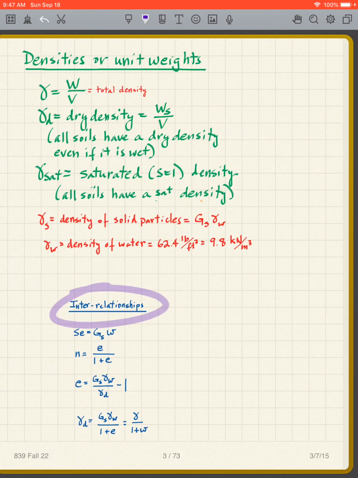There are some interrelationships that can be used to solve problems. S times E is equal to G sub S times W. Now here's one that I don't normally cover. N is equal to E over 1 plus E. Okay, so the porosity is equal to E over 1 plus E. So, porosity and void ratio are related. And like I say, geotechnical engineers normally use void ratio. Geologists like to use porosity.